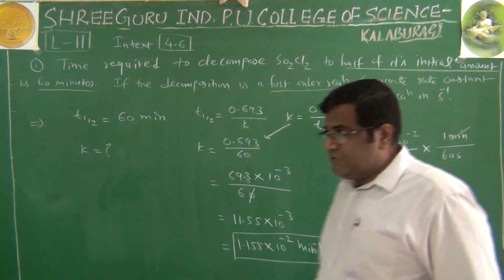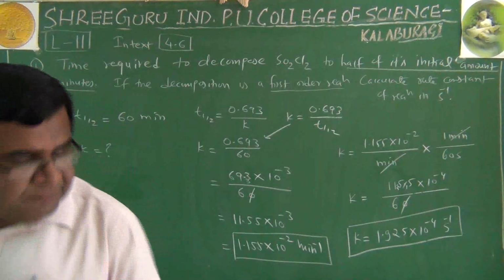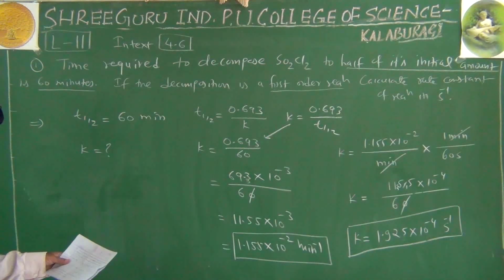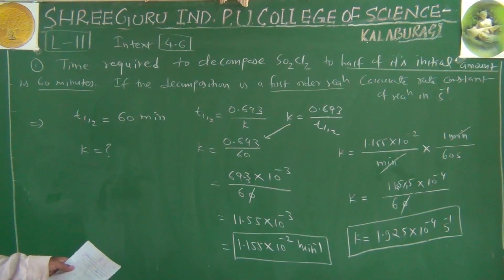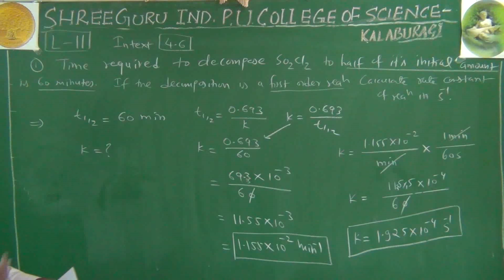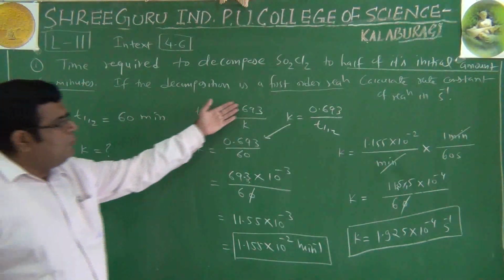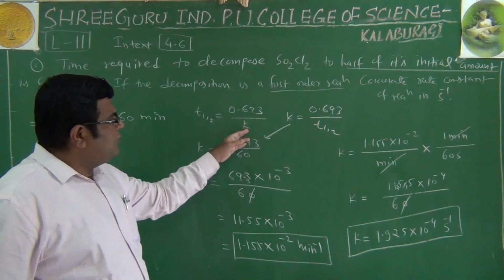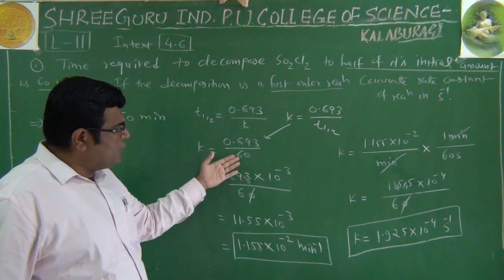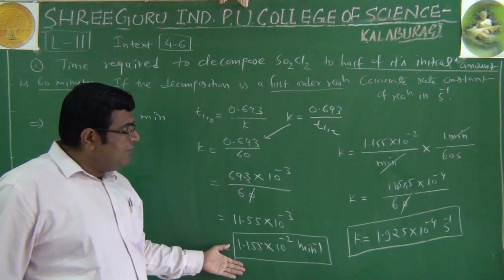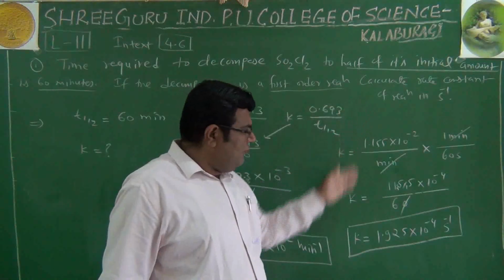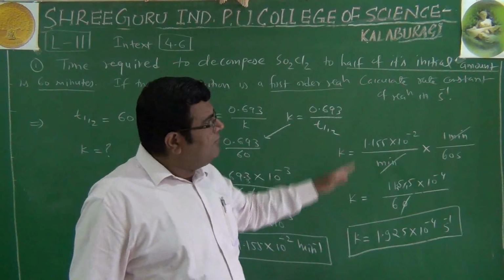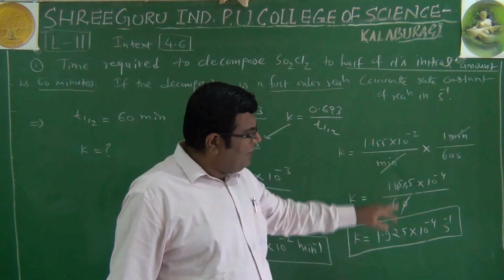So this is the first question regarding the 4.6. Yes, I have the same value, 1.155 into 10 raised to minus 2 per minute and 1.925 into 10 raised to minus 4 per second. Right. So this is the first question regarding the half-life period. Very simple, direct relation we have. T half is equal to 0.693 by k. K equals to, we just shifted this here, 0.693 by T half. We have substituted. First we got it in per minute. The question demands in per second, so we have converted this into per second. If they ask it for per second, we have to calculate it in per second.